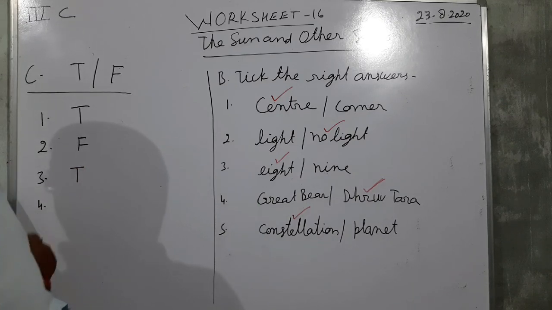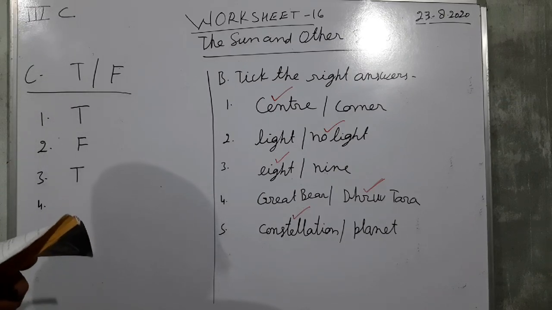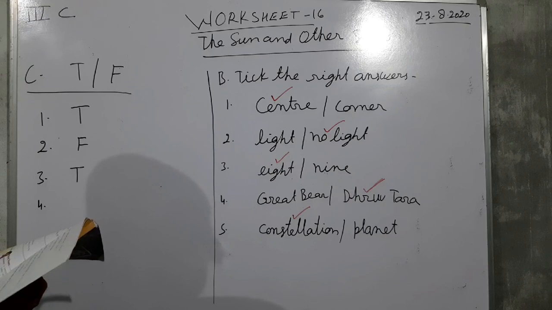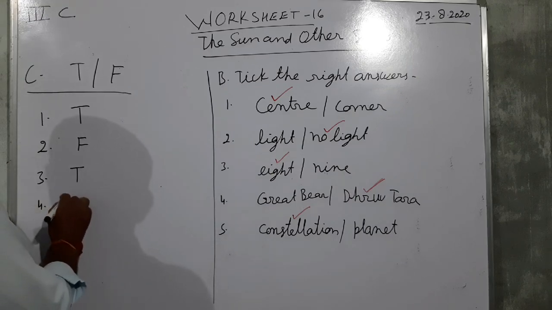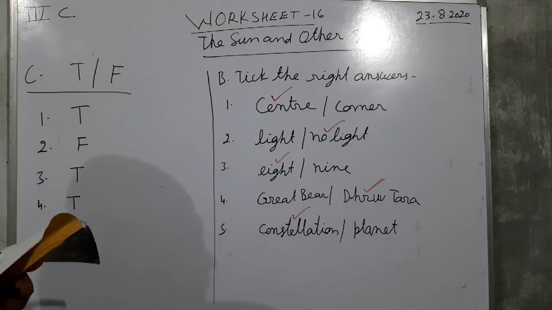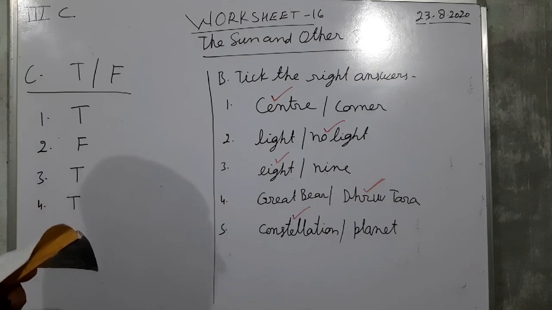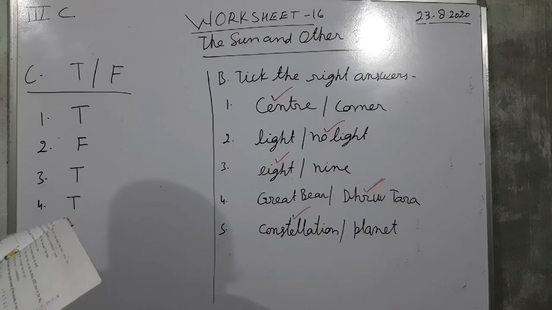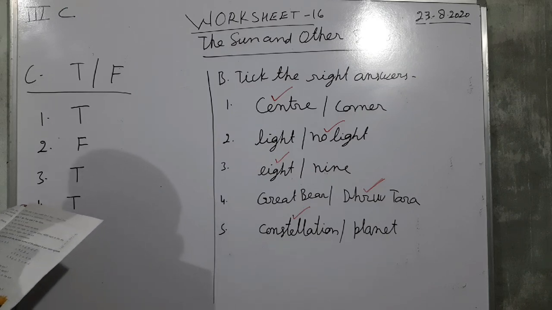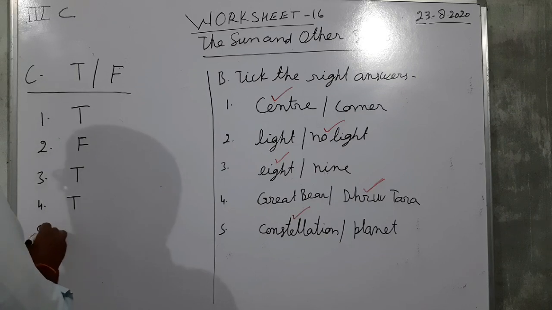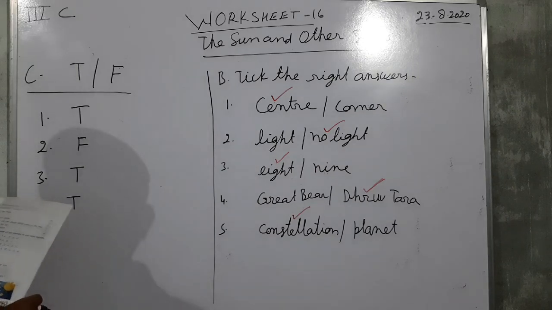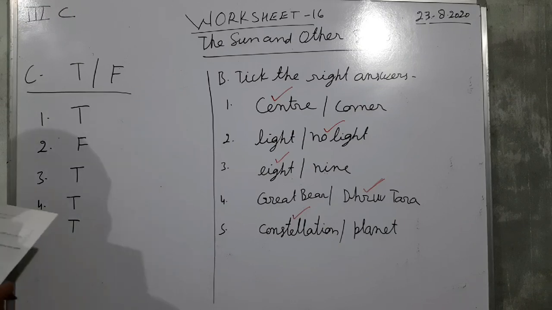And fourth, you see, many stars are bigger than the sun. It is correct. Many stars are bigger than the sun, but they look smaller than the sun due to the distance. Orion the Hunter is a constellation. It is true. So you can revise today: fill in the blanks, tick the right answer, and true and false of lesson 16. Thank you.